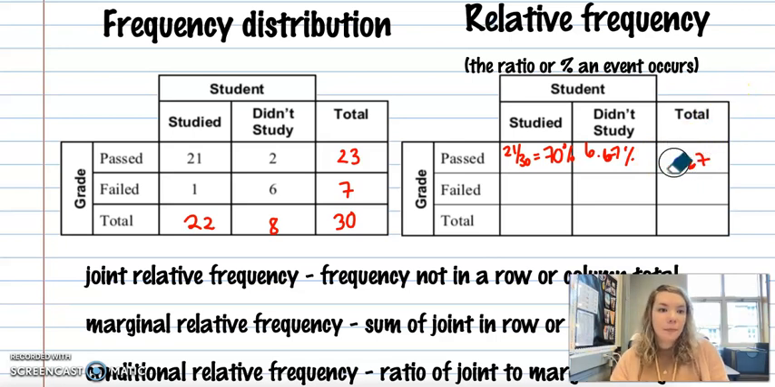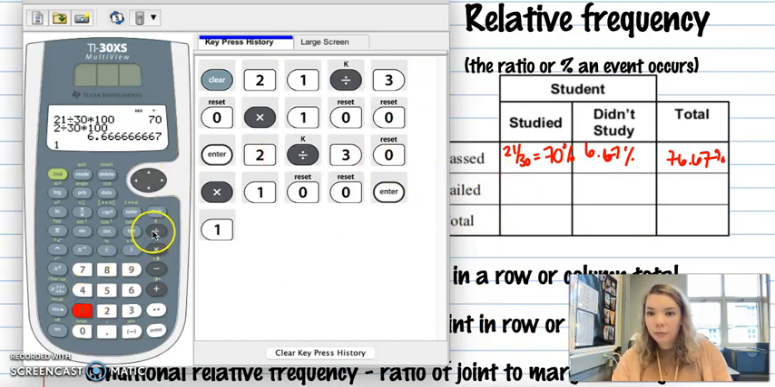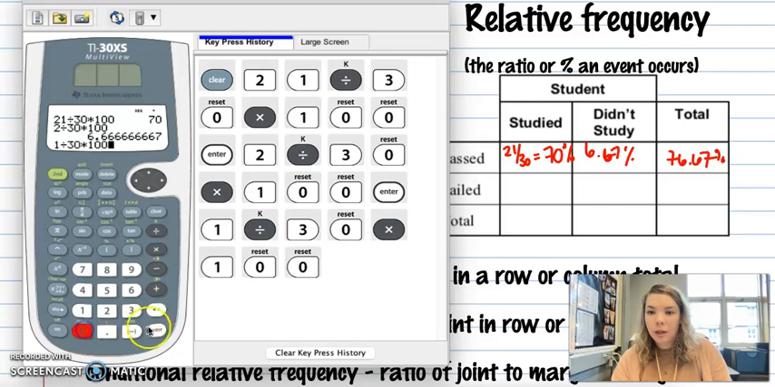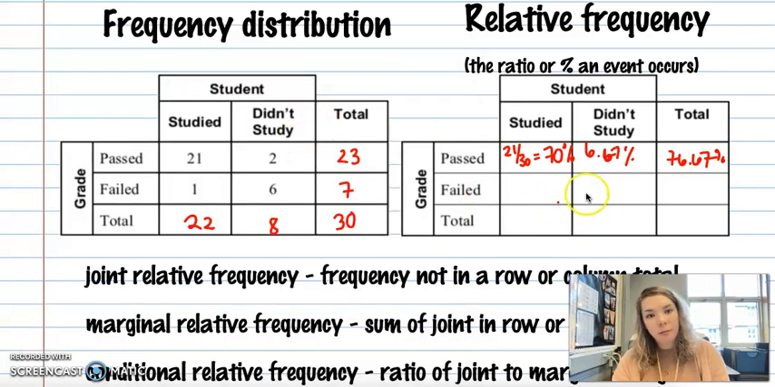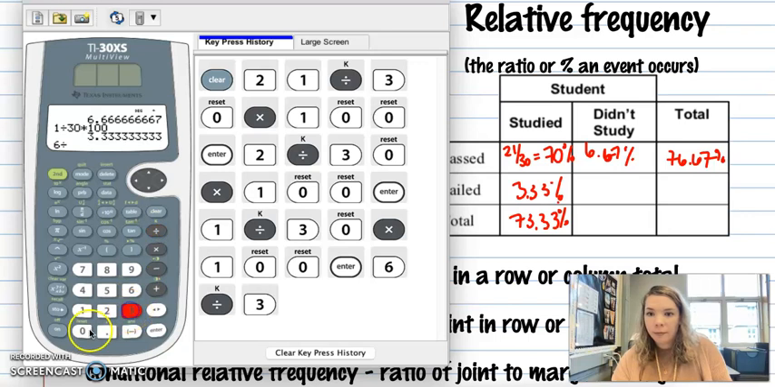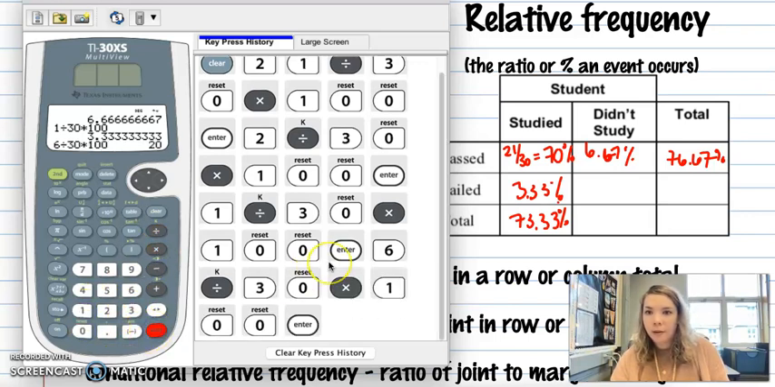Let's clean that up. 76.67%. Okay, failed. So 1 out of 30 times 100, 3.33%. Okay, and then if you add those together, that total would be 73.33%. Okay, and then we have to do 6 out of 30. Is 20%.